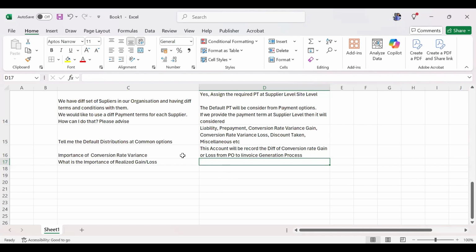Here, when you create a PO on January 1st, and on January 20 you might have received the invoice, the rate may have increased or decreased. Based on the increase or decrease, you will get a conversion rate gain or loss. And after receiving the invoice, you will not make any payment immediately. You will take 20 or 30 days to make the payment. Let's say you pay against the invoice on 30th January. By that time the rate would have changed.